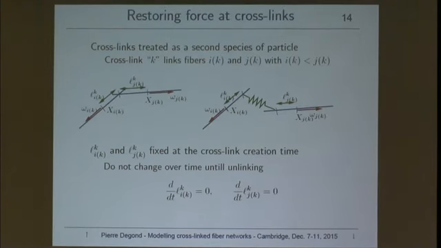Let me go into more detail about the expressions of these potentials. I want these two points to be essentially sent back to the same point. The first thing is that when there is an intersection of the two fibers and the cross-link is created, the distance between the cross-link and the center of the fibers is called Lik and Ljk. I assume that when I say I and j, this means that I is less than j.